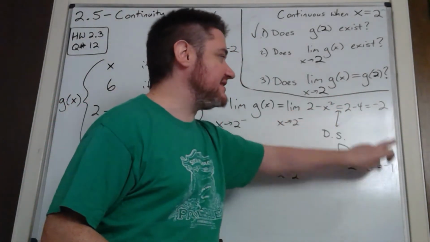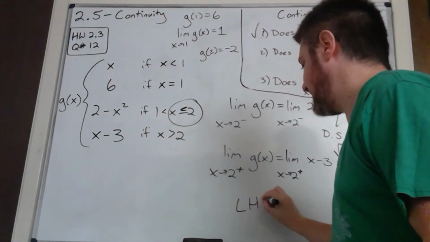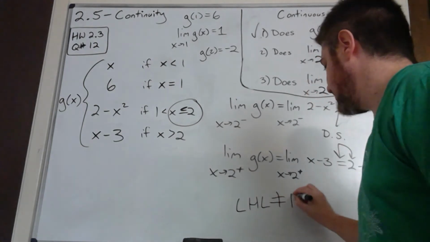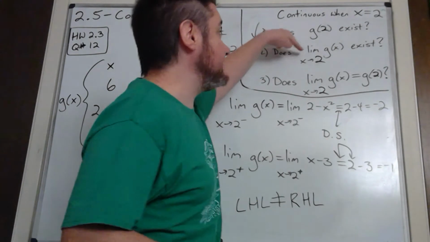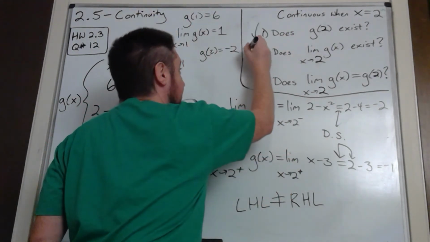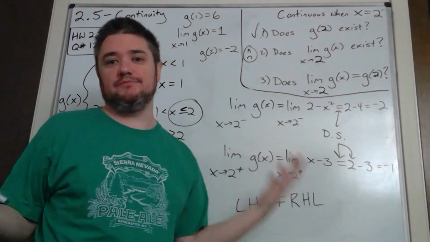Anyway, left-hand limit does not equal right-hand limit. Sometimes I just sum that up with my own little notation: left-hand limit does not equal the right-hand limit. All right, so just to kind of save time, does this limit exist? No. Let's put our sad face. Does not exist because the left-hand and the right-hand limits don't match up.